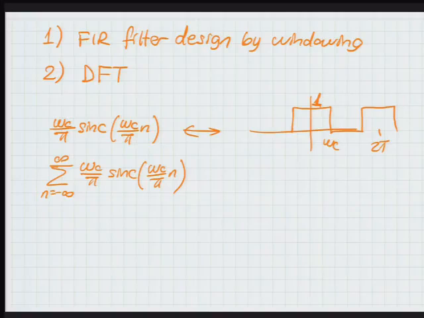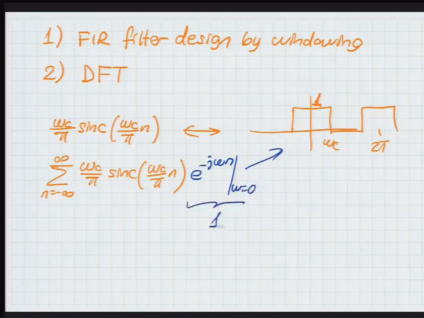If I had e to the negative j omega n here in this sum, I would be getting this guy. If I substitute omega equals 0, then this just becomes 1, and you get what I was asking you. And that is the value at omega equals 0. So you can read off this number: the DTFT at 0 frequency is really that sum. Okay. All right, why am I asking you this?